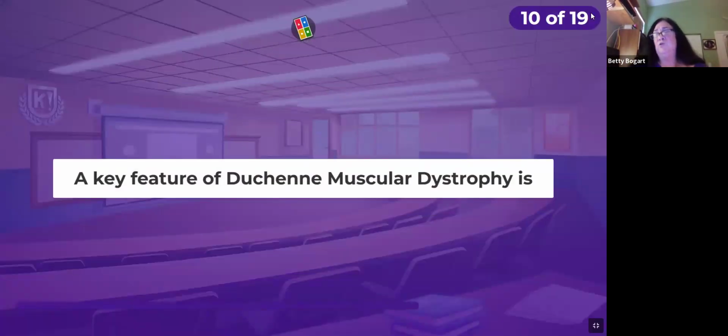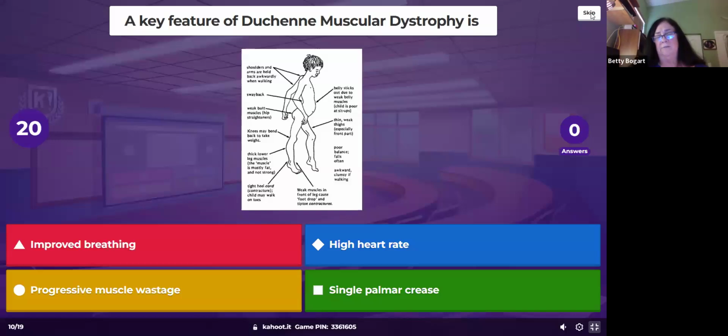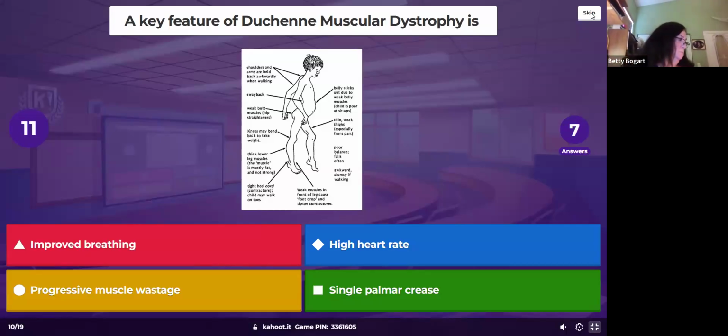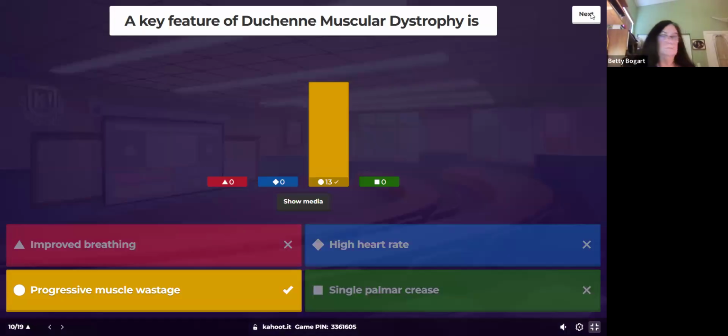A key feature of Duchenne muscular dystrophy. So our big thing with Duchenne is that progressive muscle wasting. You'll see those big hypertrophic calves. All of a sudden they start falling down and waddling. And that is our first sign of, let's test them for Duchenne muscular dystrophy, and we're going to be measuring muscle strength.